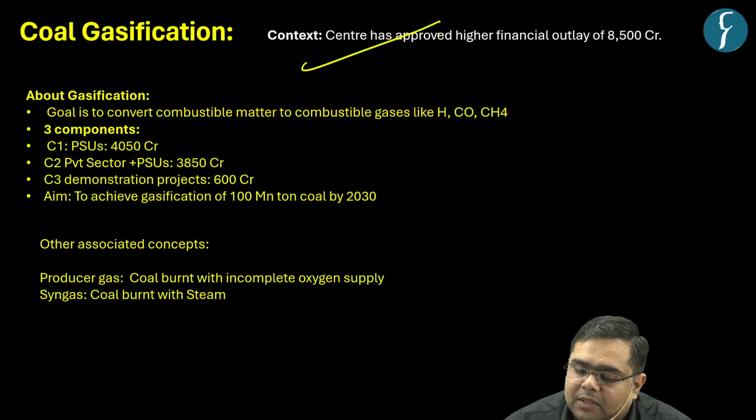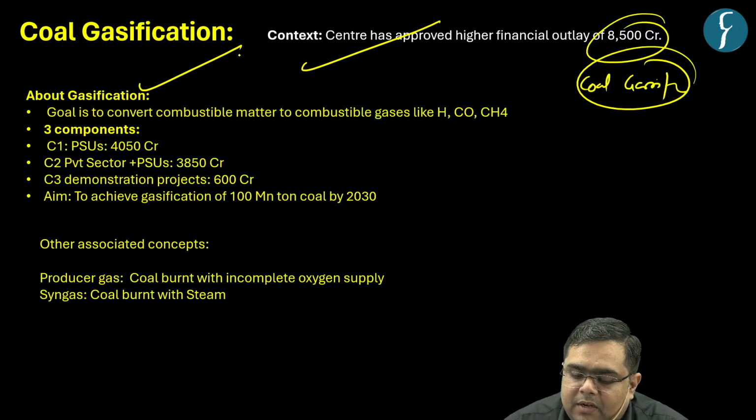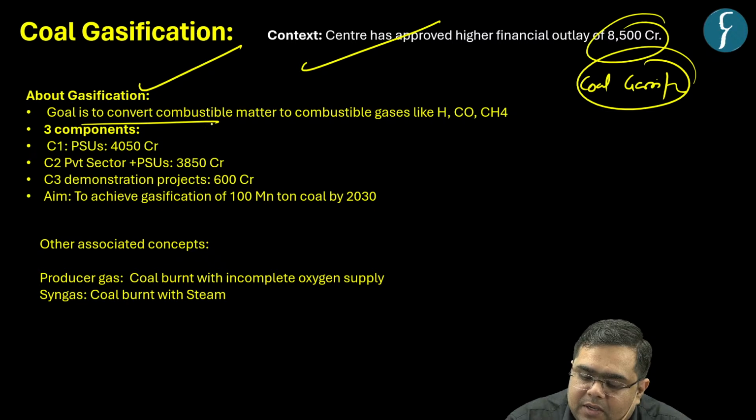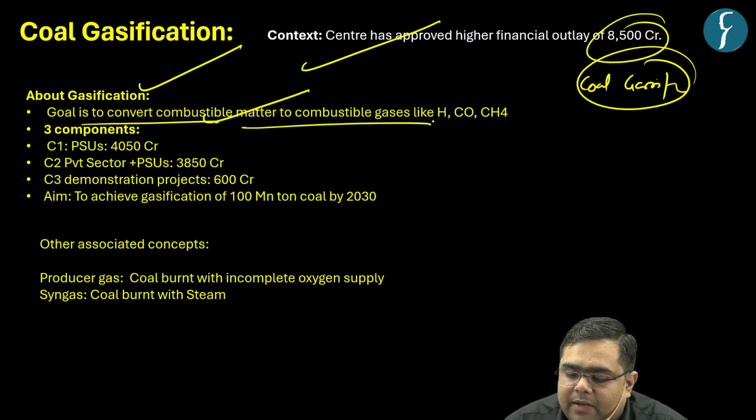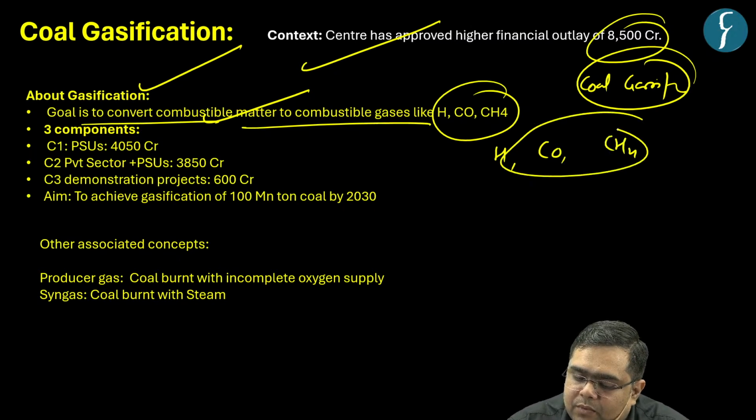What is the context? The center has approved a higher financial outlay of 8,500 crores for coal gasification. What is gasification? Coal gasification refers to a process in which coal is converted to combustible gases. Combustible gases are hydrogen, carbon monoxide, and methane, CH4. Right. So the scheme has got 3 components.